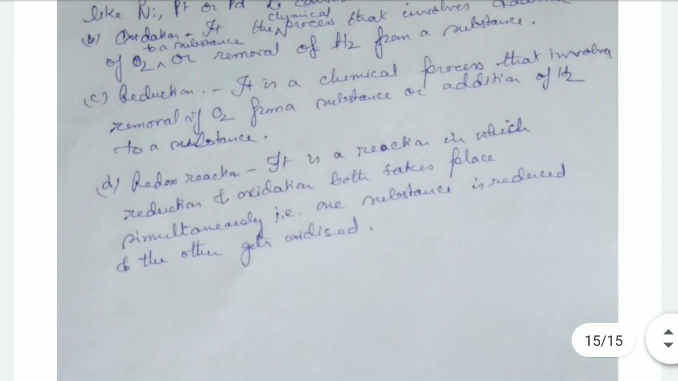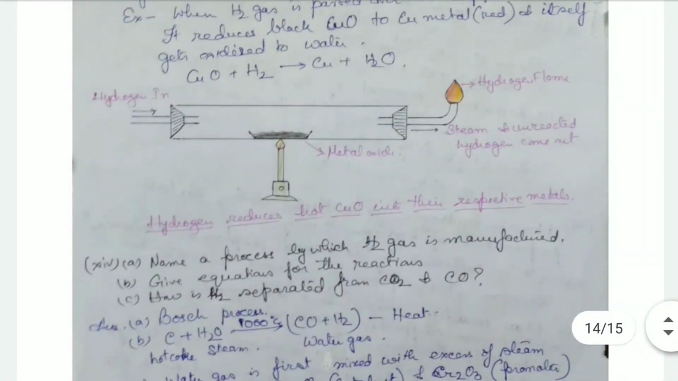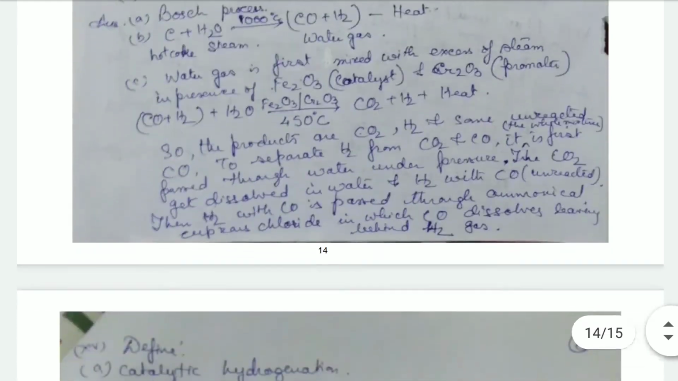Now, redox reaction, it is the reaction in which reduction and oxidation both take place simultaneously. One substance is reduced and the other gets oxidized. Okay. So, this is the end of this hydrogen chapter question answer series.